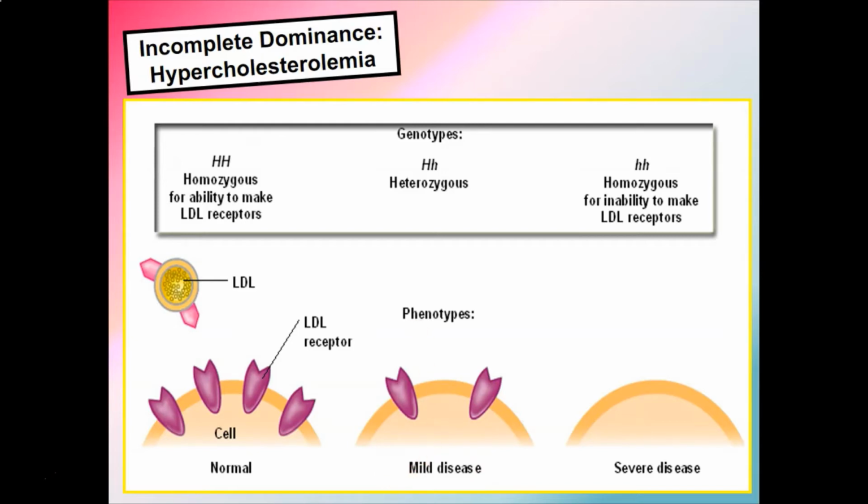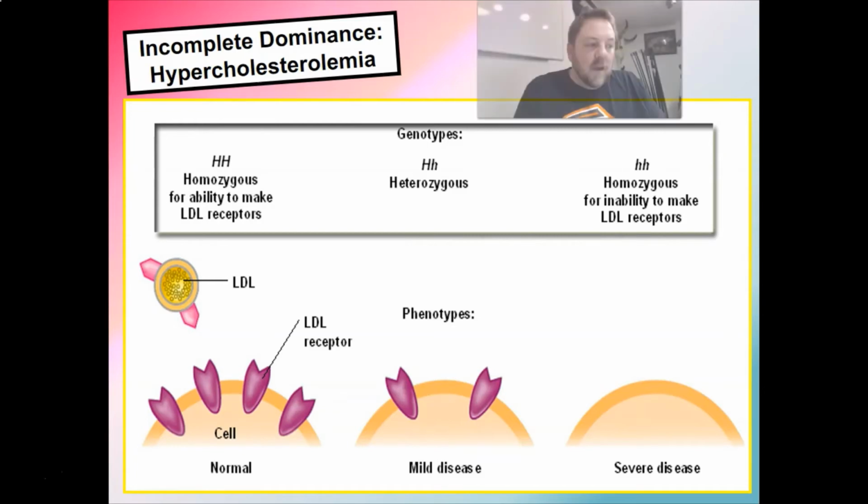Do you see why this is incomplete? Right? Remember the rules for incomplete dominance. It's you have both homozygous conditions. Big H, you're good. Little h, very diseased. But big H, little h, you're a blend, right? And that's why this is an example of incomplete dominance. Okay, let's go on to our next one.